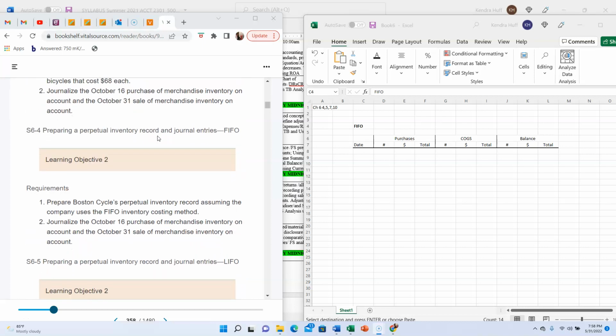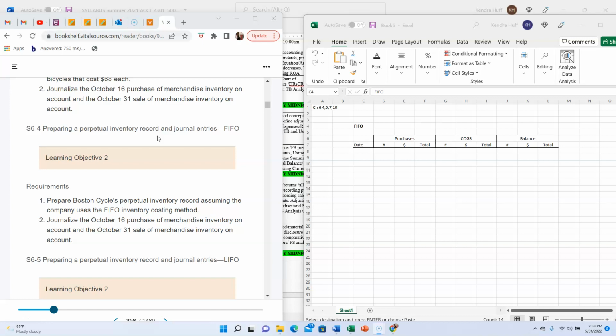So the homework for Chapter 6 deals with FIFO and LIFO inventory methods. You don't need to know the other inventory methods, or you don't know how to do them with numbers anyway. I would know that they exist, but you don't need to do the numbers. So we're doing 4 and 5.